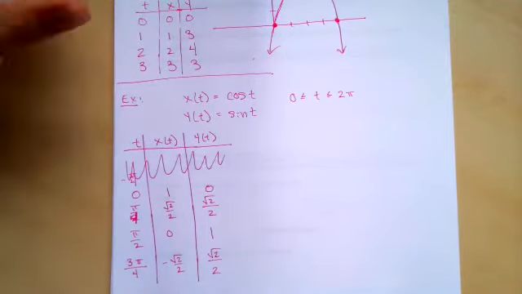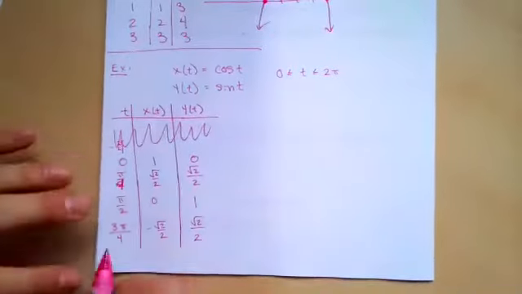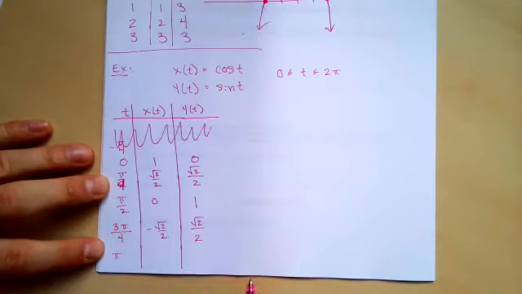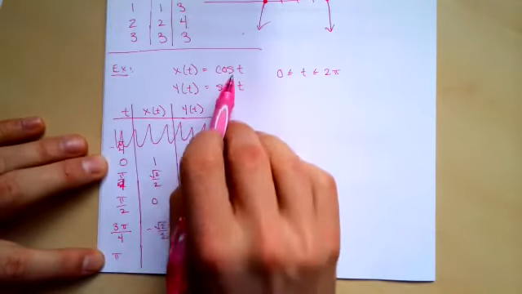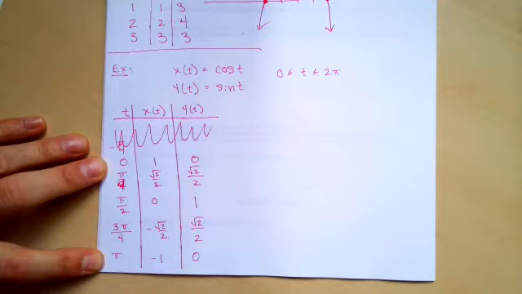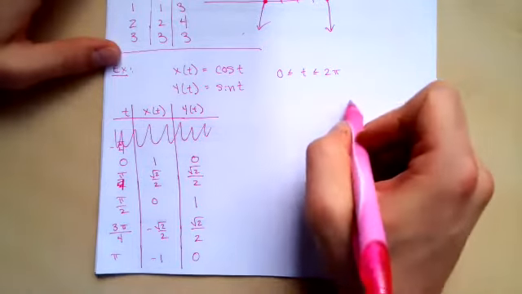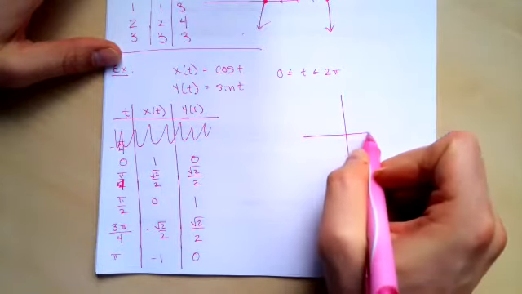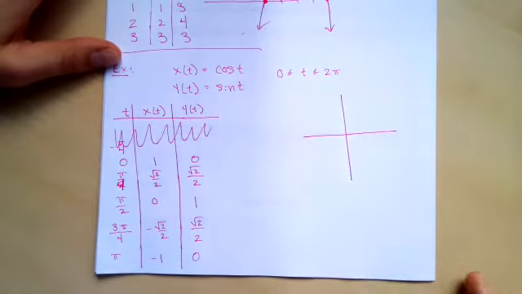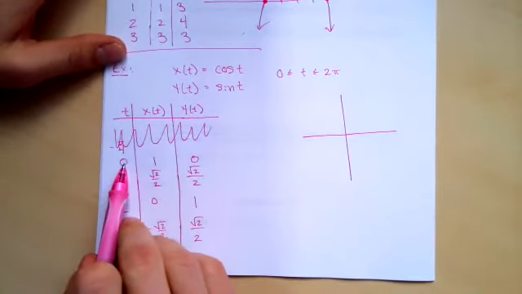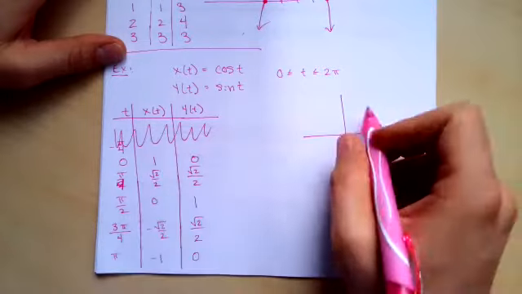We've got up to 3 pi over 4. Let's see, we got more space on the camera. Let's go up to pi, and then if we want, we can make another table for the second half. So at pi, cosine of pi is negative 1, sine of pi is 0. And let's plot this now. So at time 0, I'm at the position 1, 0.